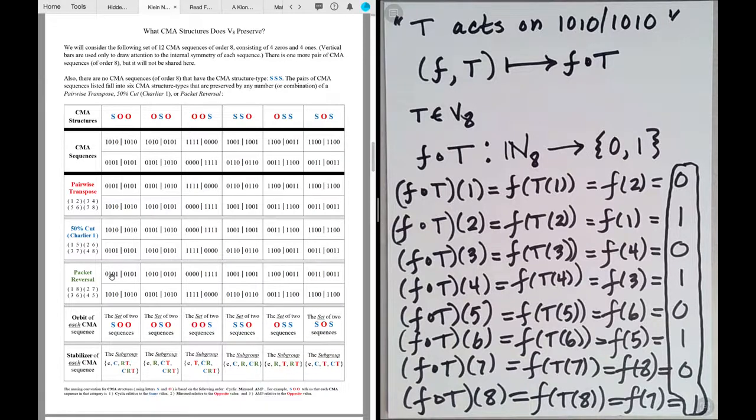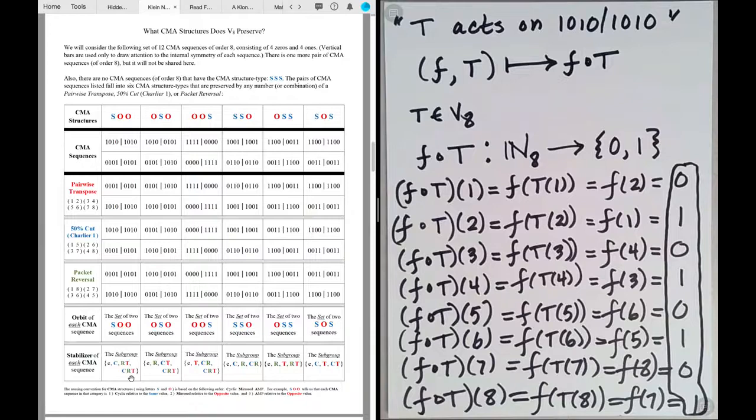The reversal permutation is not by itself in the stabilizer. But if you form the composition of those two, if you take the pairwise transpose followed by a packet reversal, then guess what? It holds this top CMA sequence fixed. So that's why it's there. Now, I do want to point out that I've written RT, but our group is abelian, so I could have written it TR. It represents the same thing. Just happened to have written it RT.